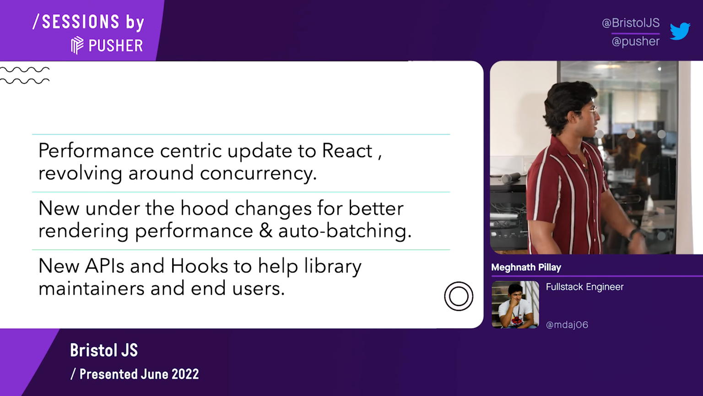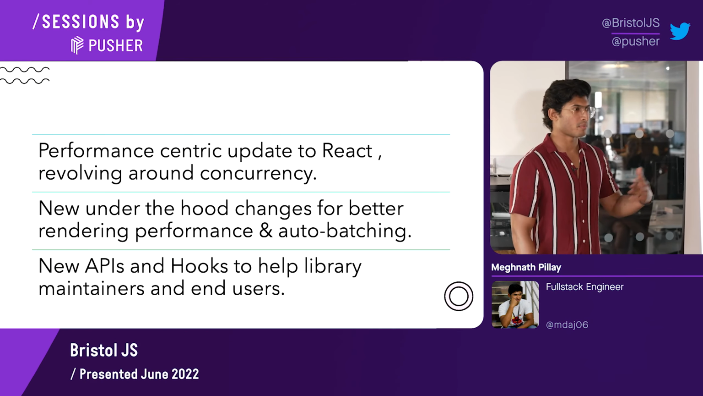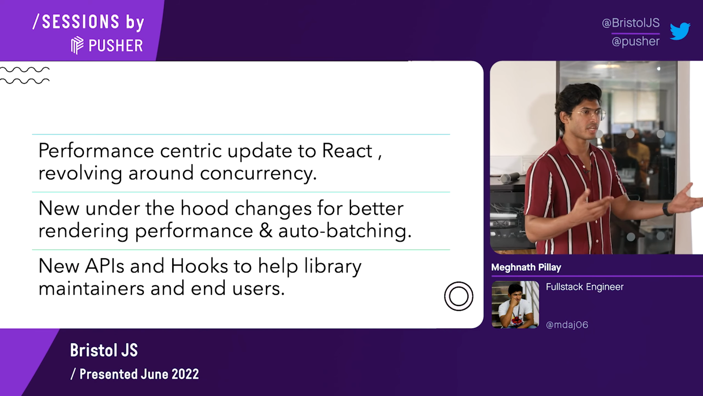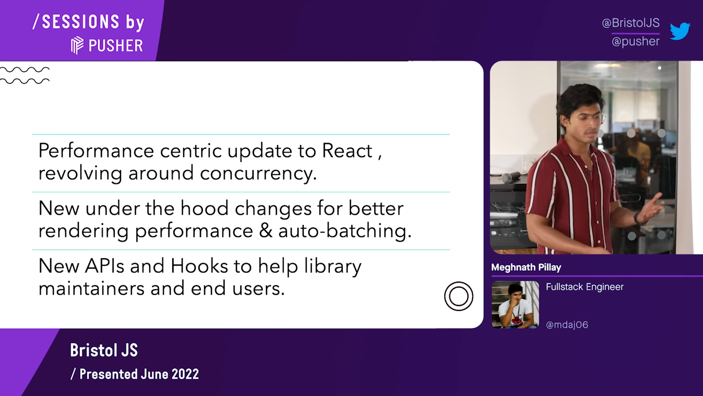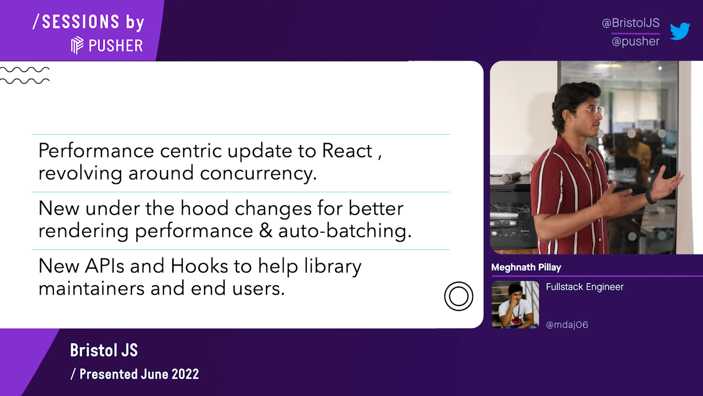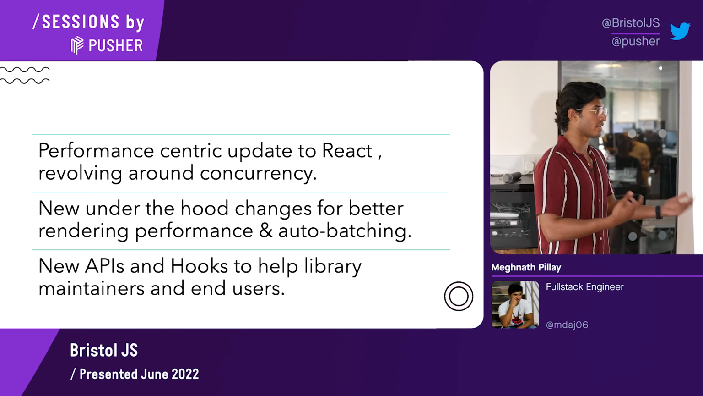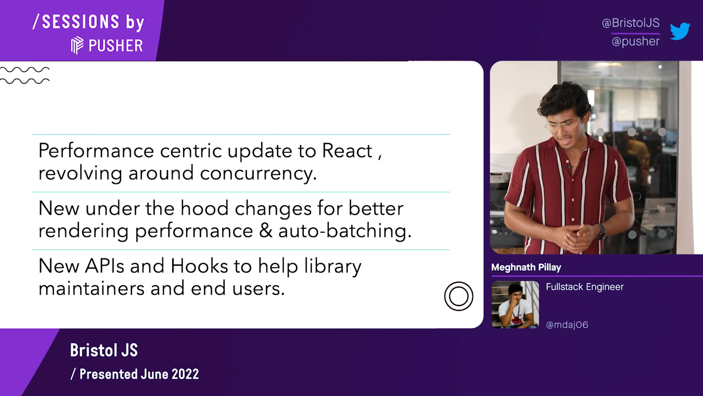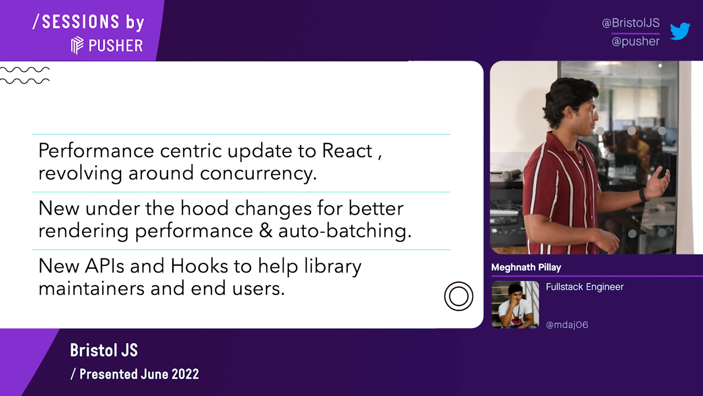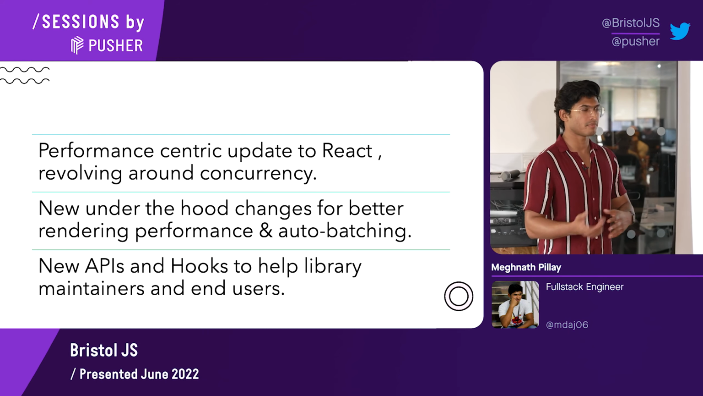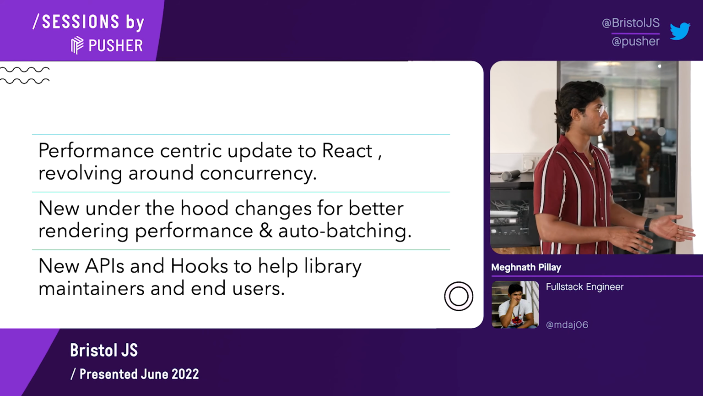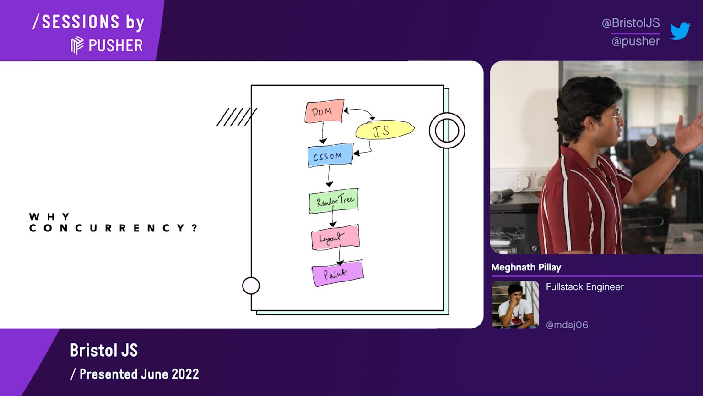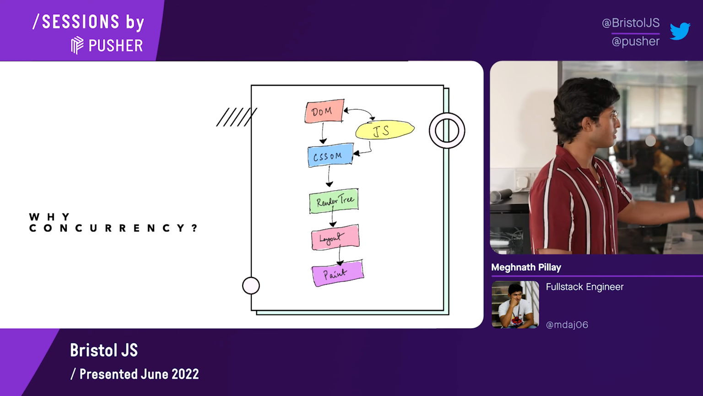React 18 is mostly a performance-centric update to React. Most of the developers don't see a change upfront. It's all under the hood. Most of the under the hood changes are for the renderers, and there's something called auto batching, which we'll look into in a second. There are also a lot of APIs and hooks for app developers, and some APIs for library maintainers as well.